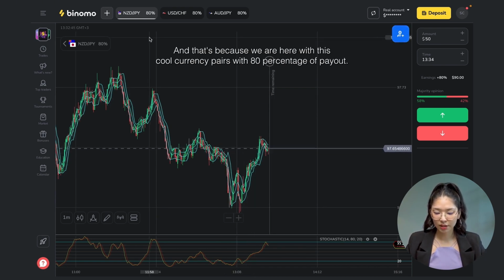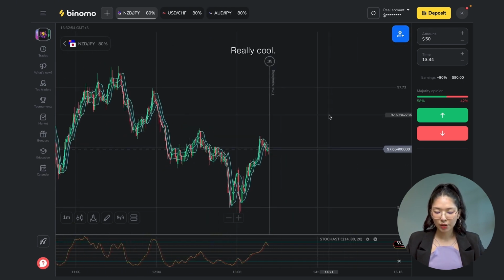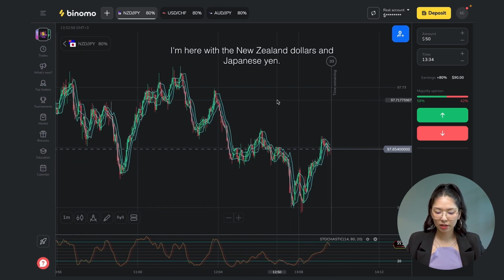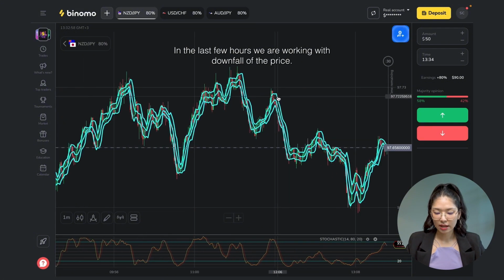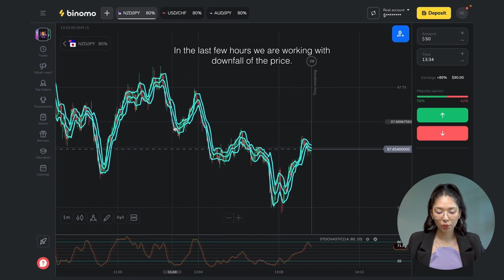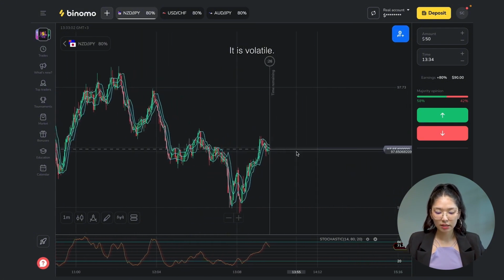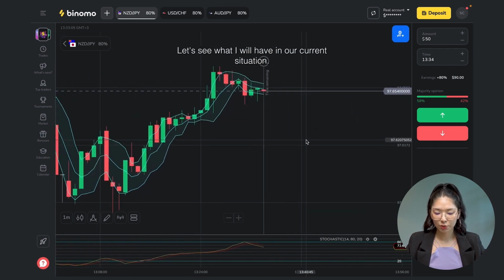So that's because we're here with this cool currency pair with 8% of payout. Okay, really cool. And I'm here with the New Zealand dollars and Japanese yen. In the last few hours, we're working with downfall of the price. It's volatile, so let's see what I will have in our current situation.